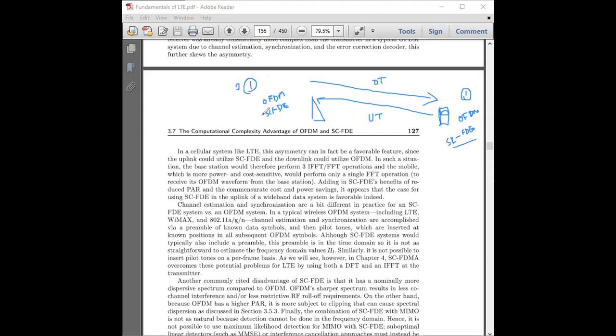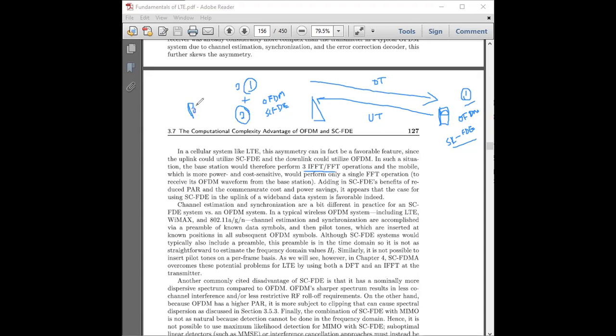For SC-FDE reception, because it's the transmission from the mobile, but reception at the tower, you need to perform one FFT and you need to perform an IFFT. So totally you can see you need to perform 3 FFT equivalent operations, 3 FFT IFFT operations at the tower, and at mobile there is only one operation. So here the power consumption is more.